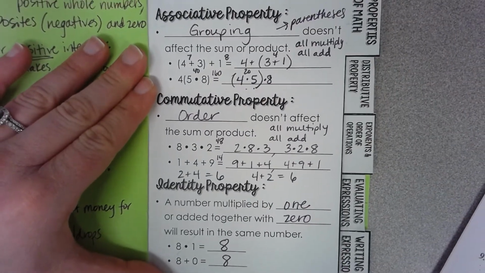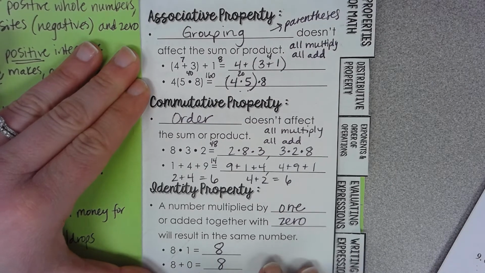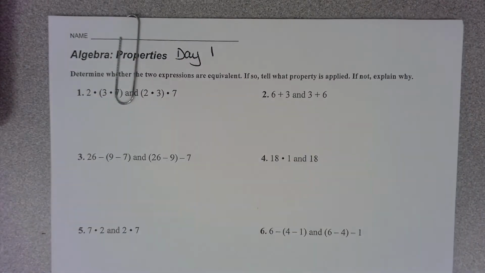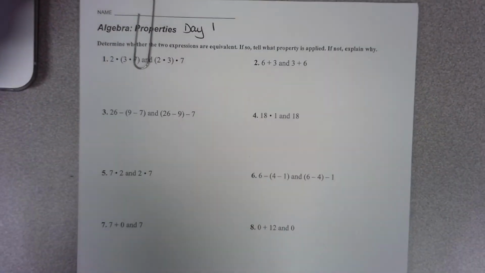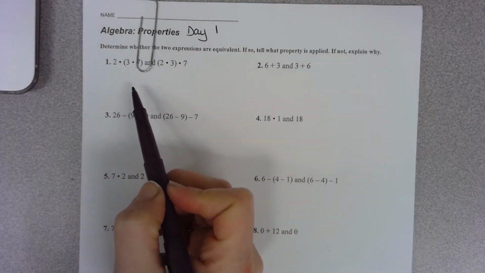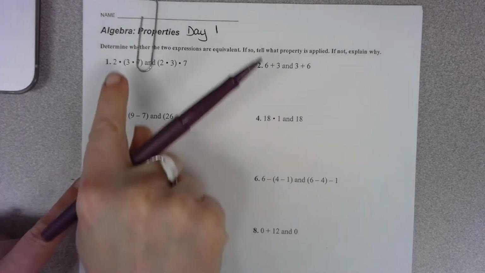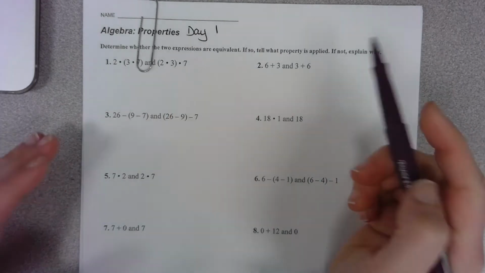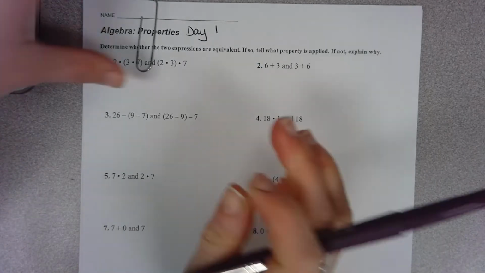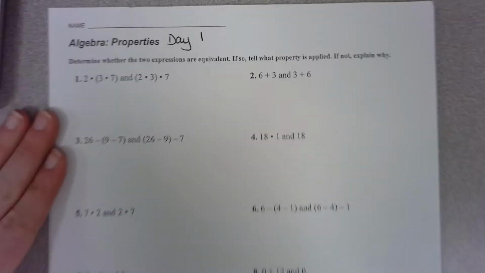If you need to finish up any of these notes, go right ahead and pause this video. Otherwise, you are going to be working on this page that you were either given on Tuesday or that you are given today in class. You are going to be looking at each problem and determining if the 2 things that are given to you are equivalent to each other. So you're going to be solving each one, and if they are, you're going to tell me what property is applied. But if they're not equivalent to each other, you're going to explain why. So I'm going to do this first one with you.